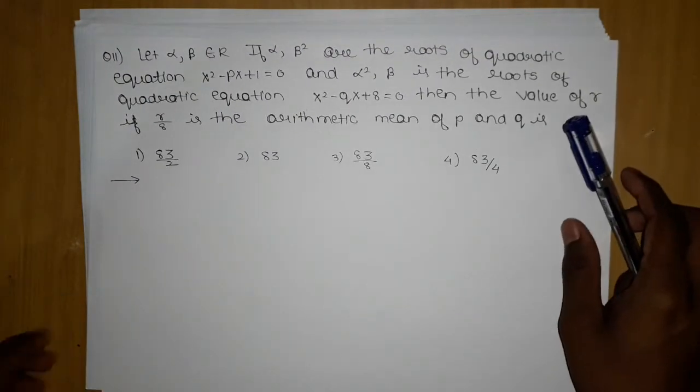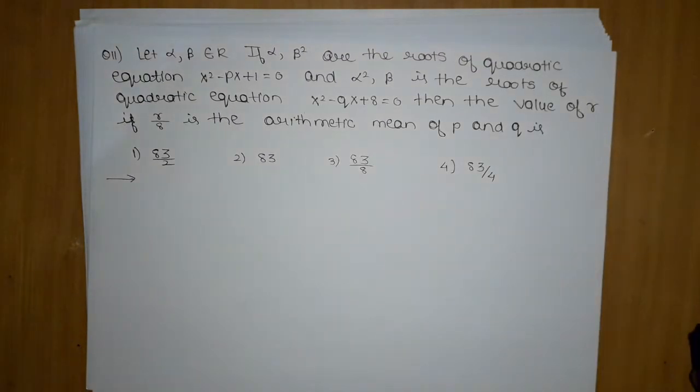Question number 11 says, if alpha, beta belong to R, if alpha, beta square are the roots of the quadratic equation x square minus px plus 1 equal to 0, and alpha square, beta are the roots of the quadratic equation x square minus qx plus 8 equal to 0, then we want to find the value of R, where R by 8 is the arithmetic mean of P and Q.